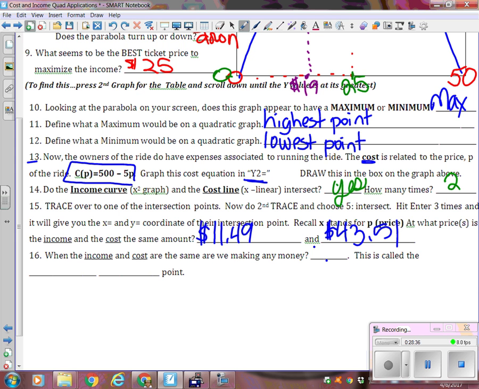When cost and income are the same, are we making any money? If I bring in money and I send out the same exact amount, no, I'm not making any money. But this is called the what? Break-even point.